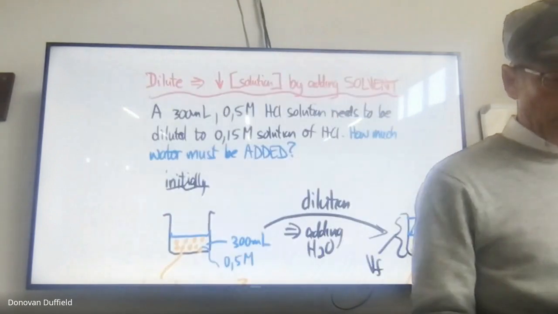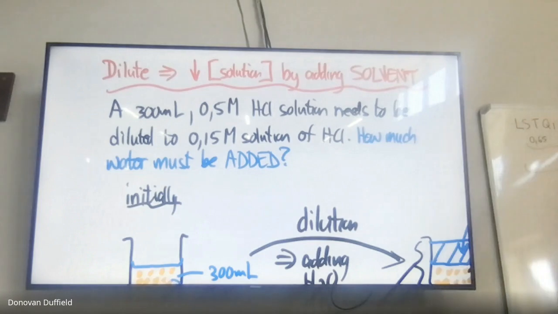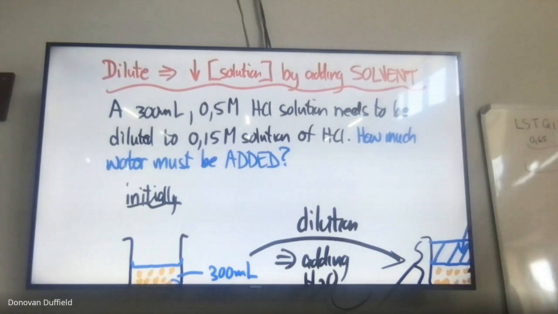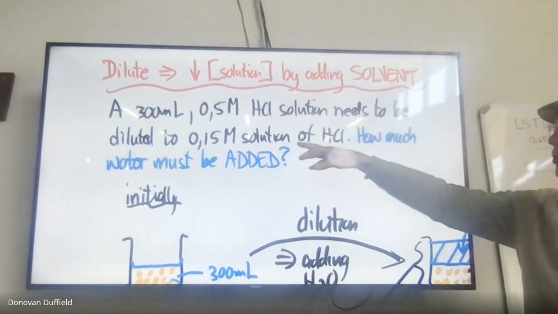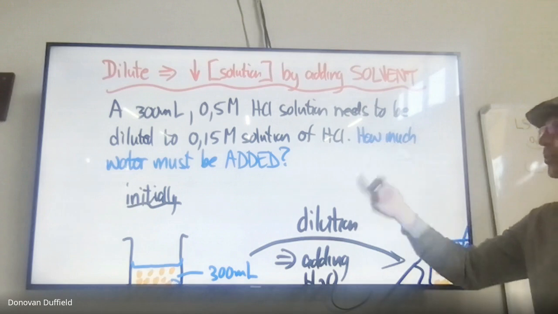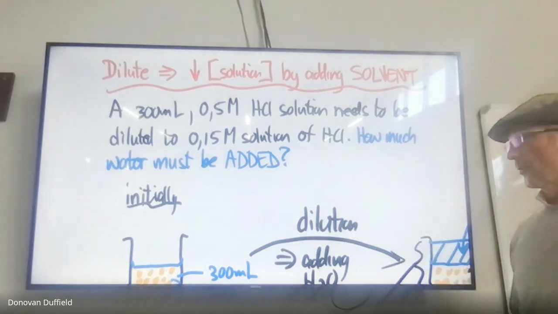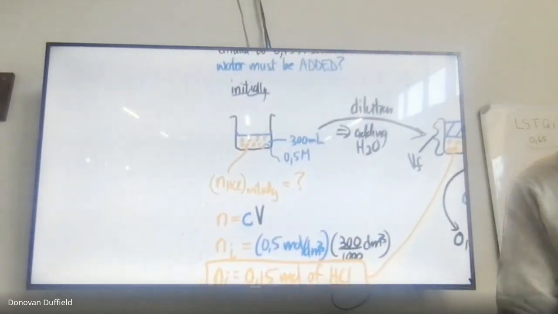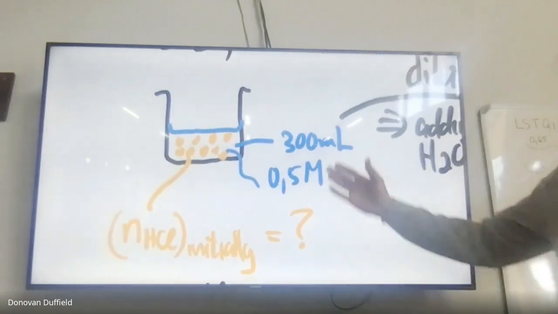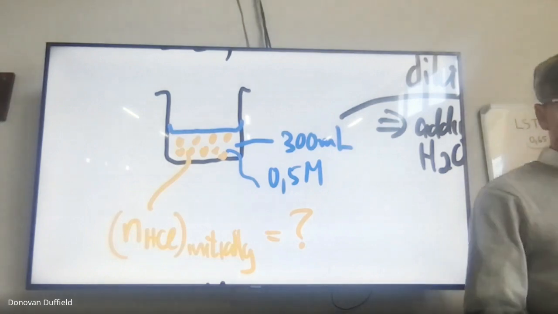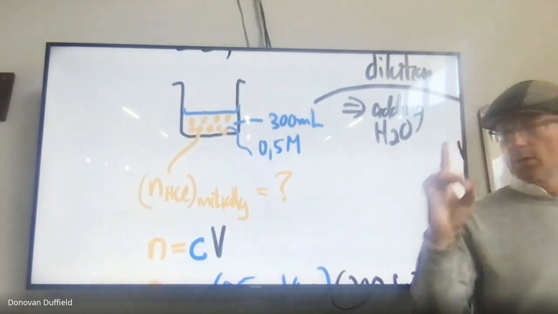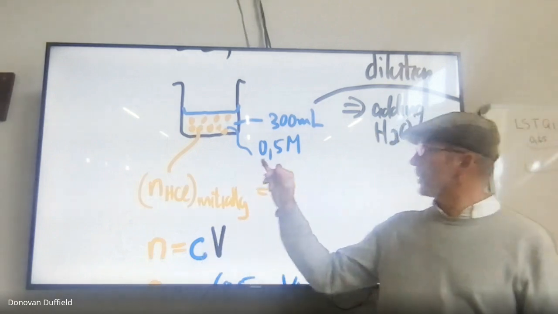Then we looked at dilution. To dilute implies to decrease the solution's concentration by adding a solvent. So a 300 milliliter, 5 mole per cubic decimeter solution of HCl needs to be diluted to a 0.15 mole per cubic decimeter solution of HCl. How much water must be added? Initially, you have 300 milliliters of a solution with that concentration. Working out the number of moles of the solute, you take concentration times volume.